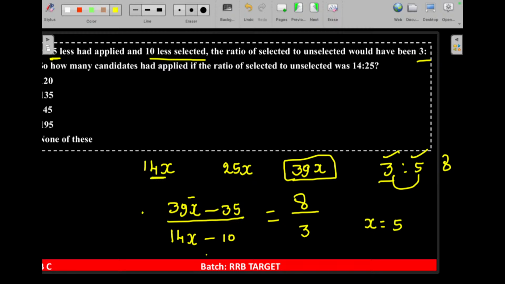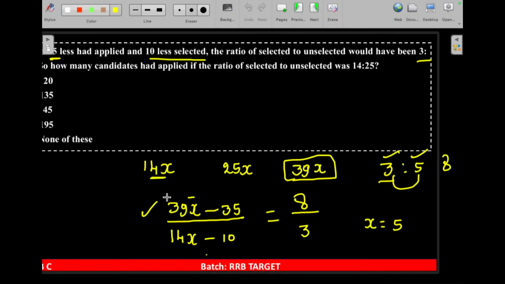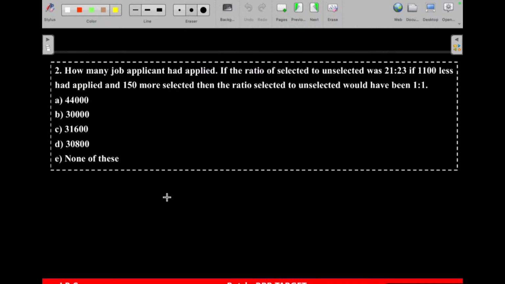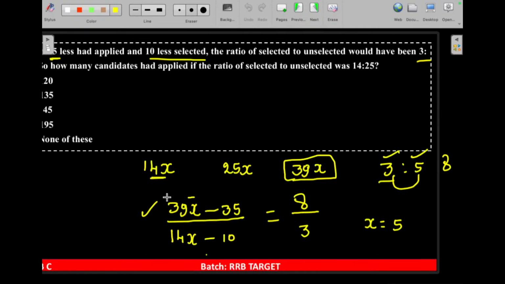Second one means this. I will repeat the first example. Let's take the same example, because I don't understand. No problem. Instead of explaining the same question, let's take this question. Can you explain this one? How is it 39x minus 35? Where is the 35?